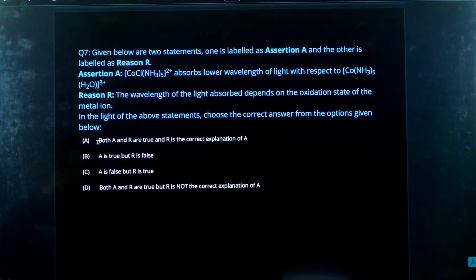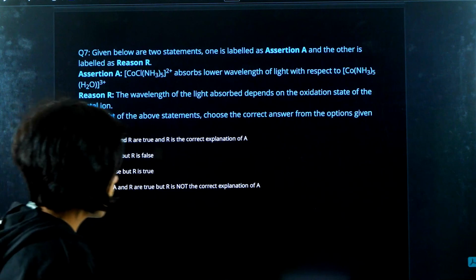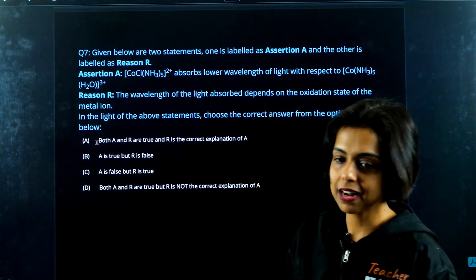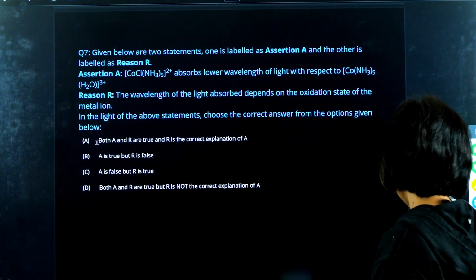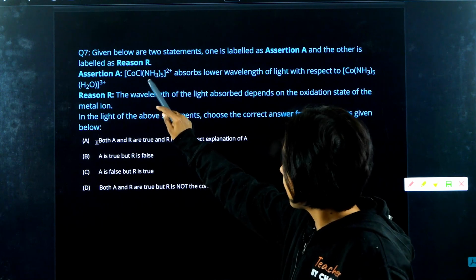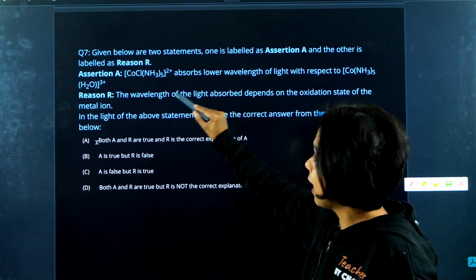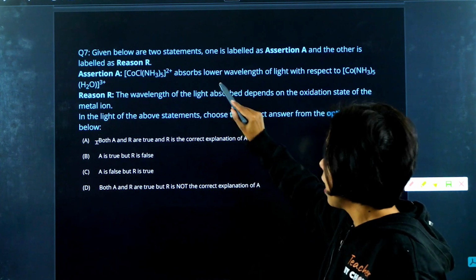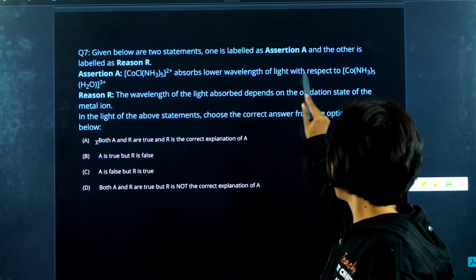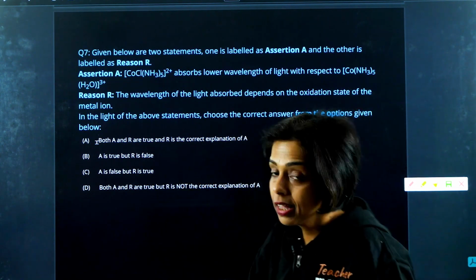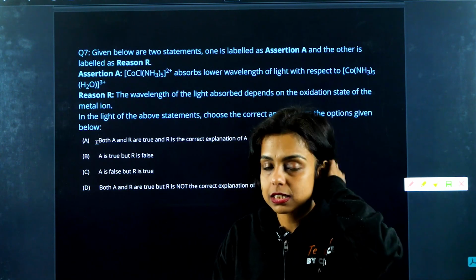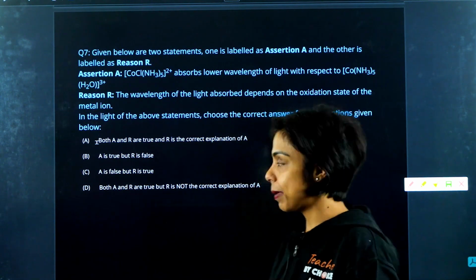Let's move on to the next question. Given below are two statements. One is labeled as assertion, another is labeled as reason. Okay, so we have two complexes here. In this complex, we have chlorido and amine as the ligands, and cobalt is in +3 oxidation state, and it absorbs lower wavelength of light with respect to this complex, in which there is aqua, water, as a ligand as compared to chloride, and the rest we have amine ligands.